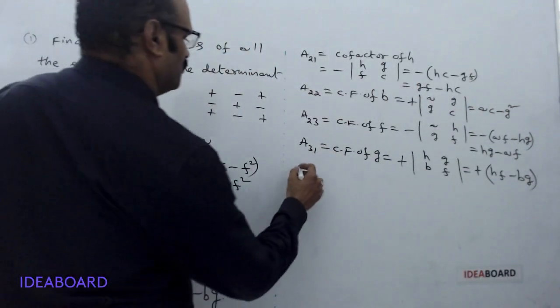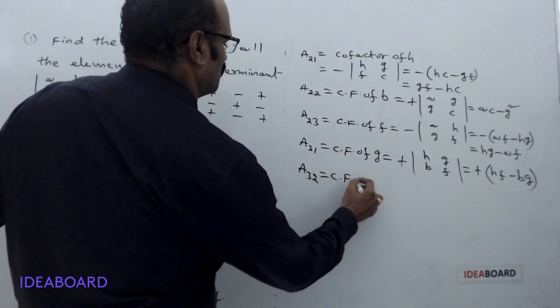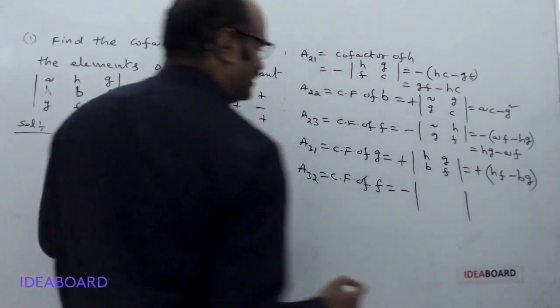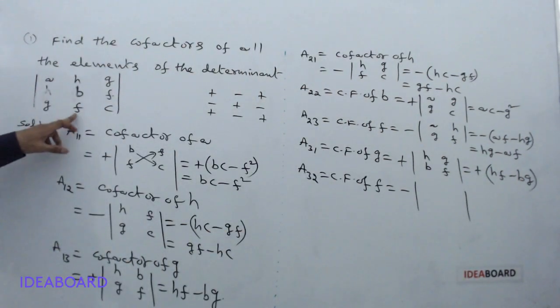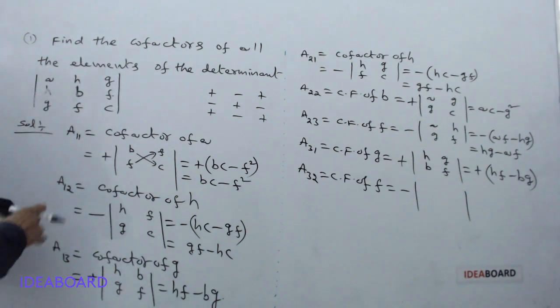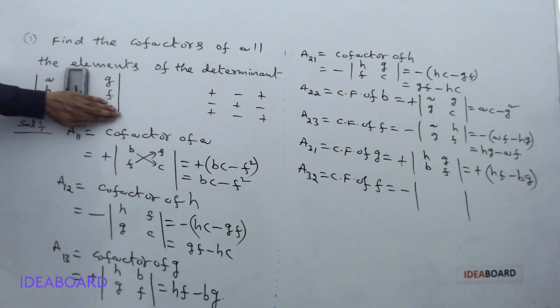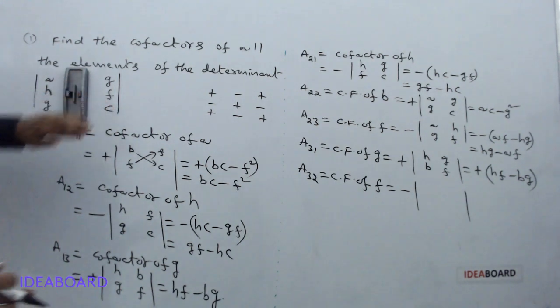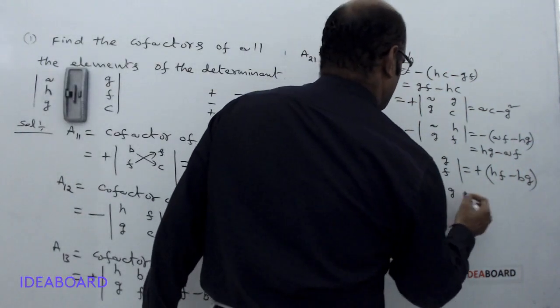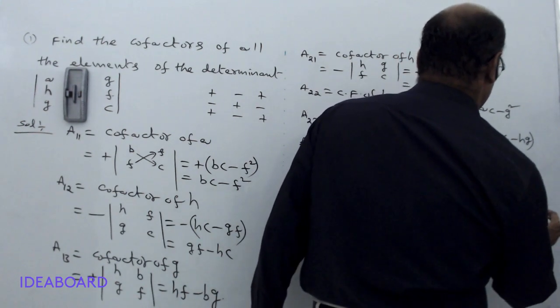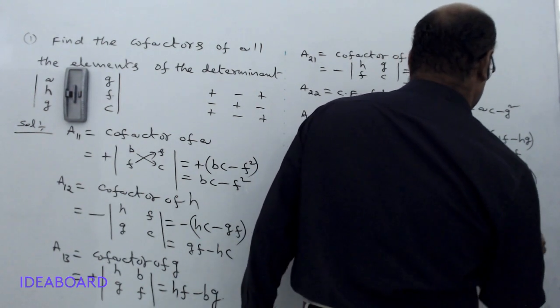Now A32 equal to cofactor of F equal to minus of determinant of, close this and close this. F lies in third row and second column. So close the second column, close the third row. So the remaining four elements are AGHF. So equal to minus of AF minus HG. So equal to HG minus AF.